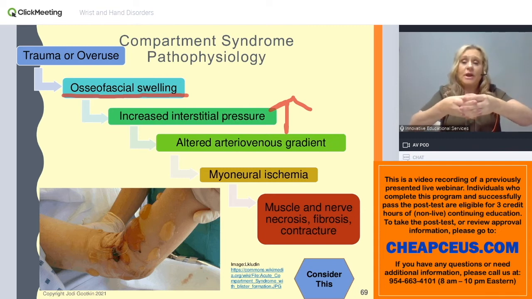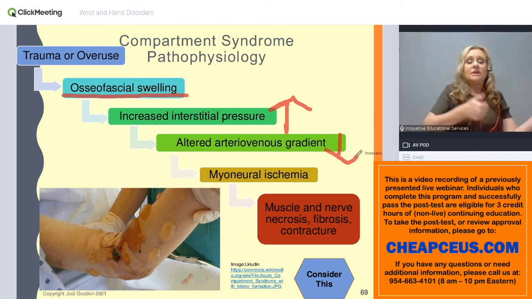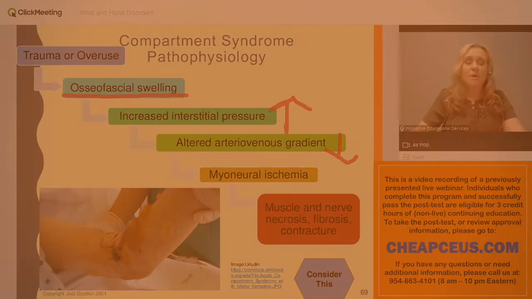At some point, as that pressure continues to build, because we don't have venous outflow and we don't have management of whatever's causing the excess volume, now we have an altered gradient where the arterial flow can't even get in. So we have decreased arterial inflow, decreased oxygen, decreased nutrients, and we're in a situation of ischemia where there can be necrosis and significant damage to the tissues in that extremity.